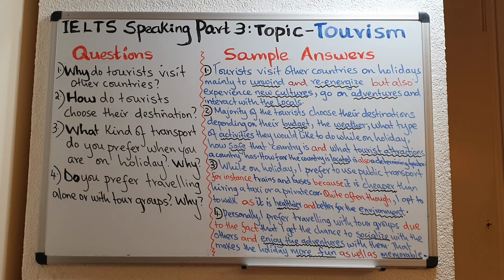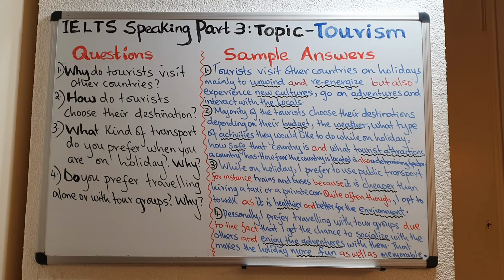identified what kind of transport I prefer to use when I'm on holiday, and I have given plenty of reasons why. I pointed out that while on holiday, I prefer to use public transport. For example, or for instance, trains and buses. And the reason for that is because it is cheaper than hiring a taxi or a private car. But I also pointed out that I opt to walk quite often. So quite often, very frequently, I choose to walk as it is healthier and better for the environment.